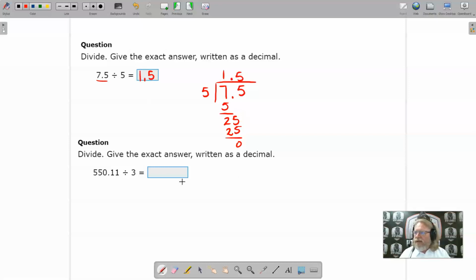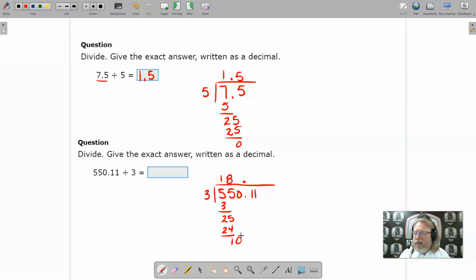On the next one here, let's go ahead and put that 550.11 in the box. Let's put our decimal up here so we know where it goes in our answer. And our 3 here. 3 will go into 5 once. 1 times 3 is 3. Do our subtraction. We get 2. 5. 3 will go into 25 8 times. And 8 times 3 is 24. So let's subtract. We get 1.